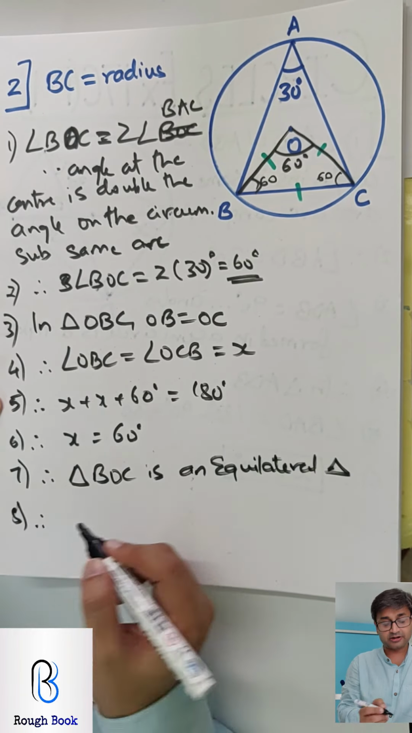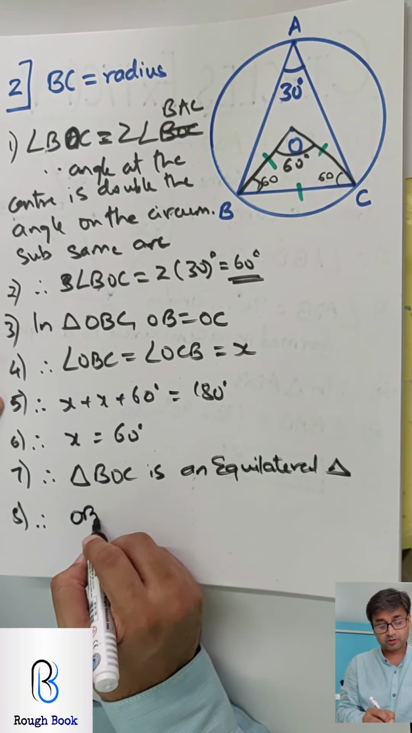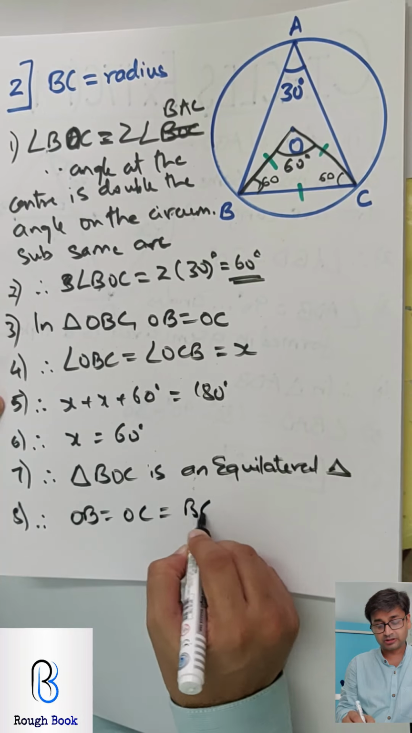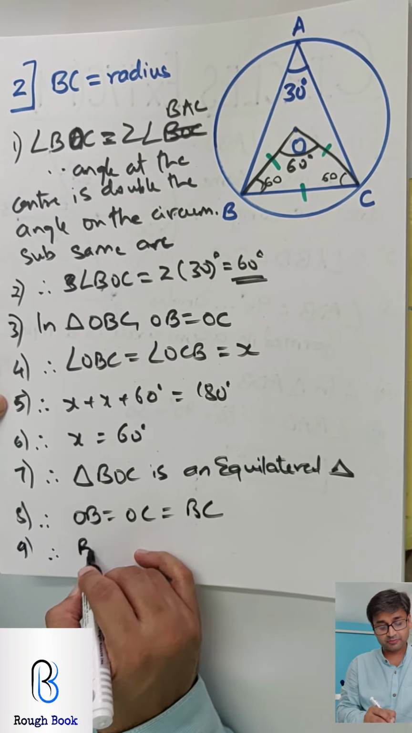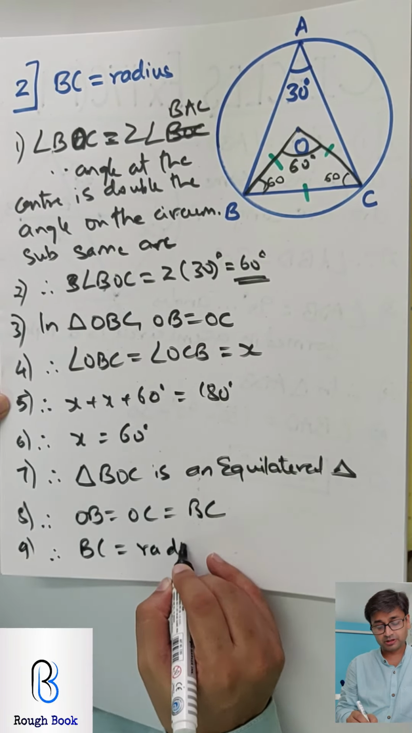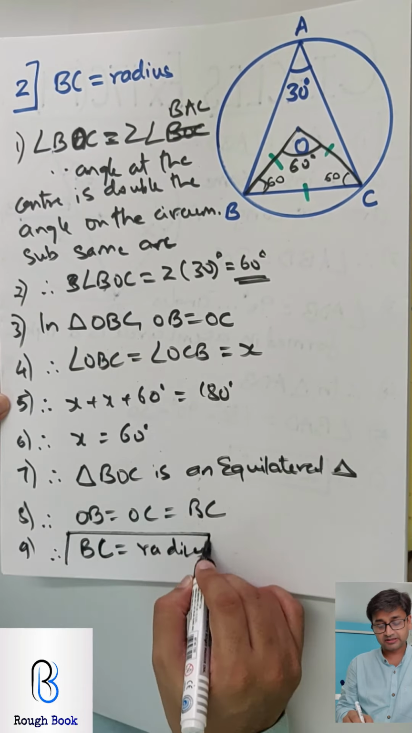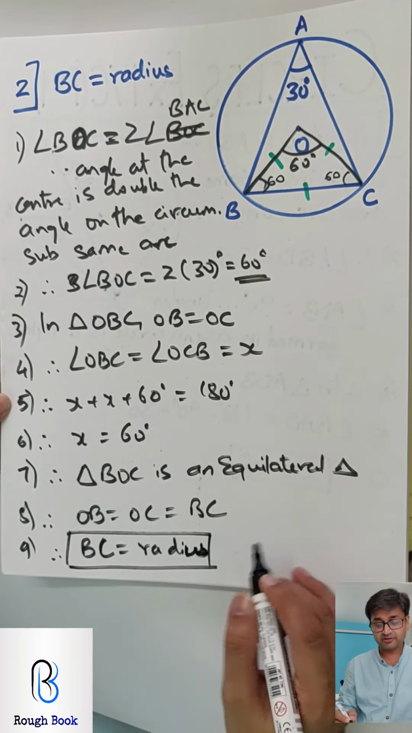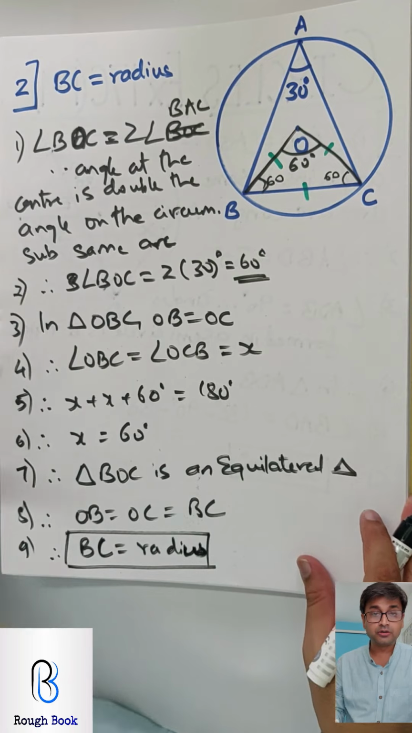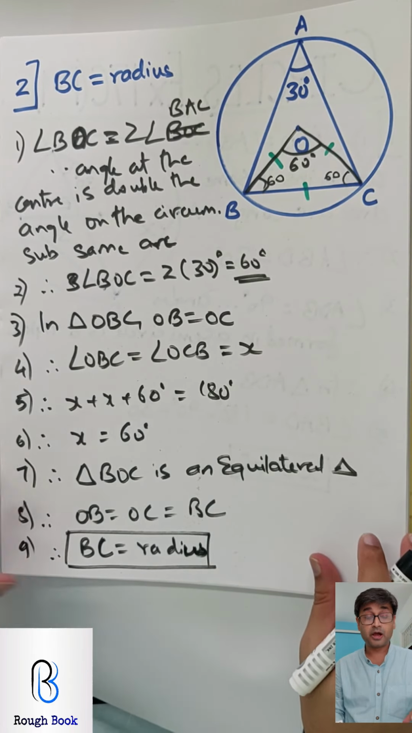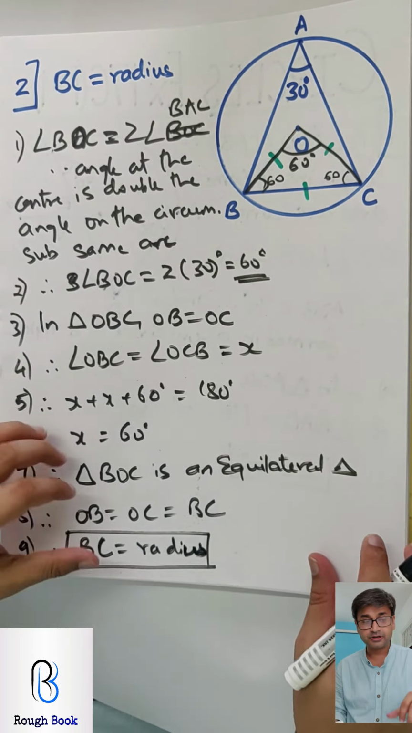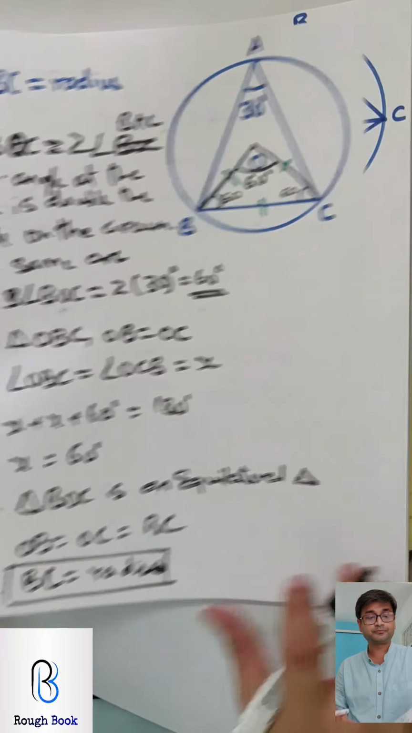And since it's an equilateral triangle, I can say that OB equals OC equals BC, and therefore BC is equal to the radius. So it's a simple question but asked in a very effective way. So you need to know how to go with the flow. I hope you managed this one. Brilliant. Let's go to the next one.